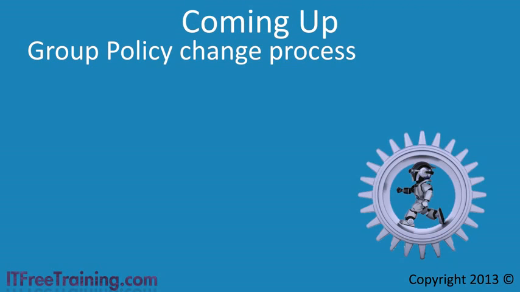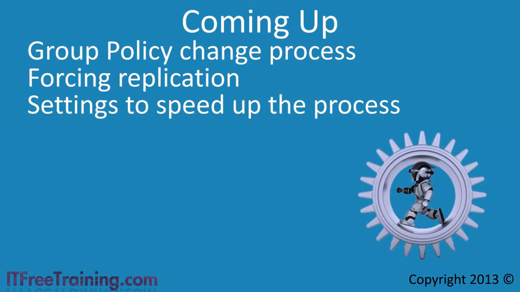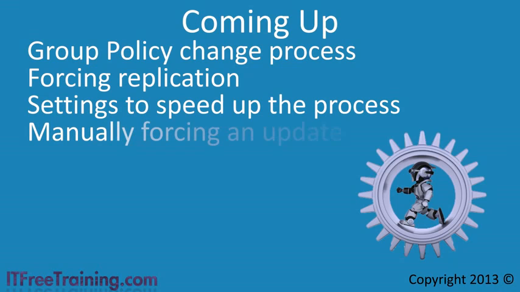Once the changes are made, these will need to be replicated. I will then look at how to force a replication if you do not want to wait. There are also some settings that I will look at which you can configure to speed up the process and give you a more consistent result. Lastly, I will look at forcing group policy to update by using the gpupdate command. Using gpupdate allows you to provide group policy on a client immediately rather than waiting for the next refresh.